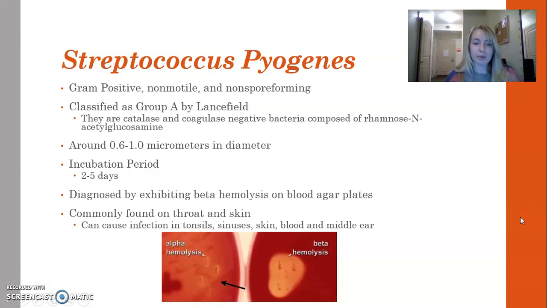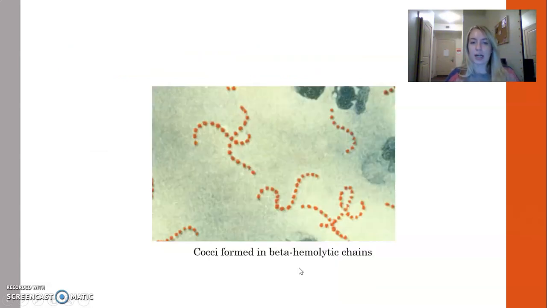They diagnose it by putting a swab of this bacteria on a blood agar plate and then seeing what it does to the blood. If it causes this beta hemolysis, the total destruction of the red blood cell, that's going to be a streptococcus as opposed to any sort of other bacteria. So as you can see here, it's cocci, and like I said, it forms beta hemolytic chains. It can be seen in pairs of 2 all the way to 24, so they can be pretty small chains or really big chains.